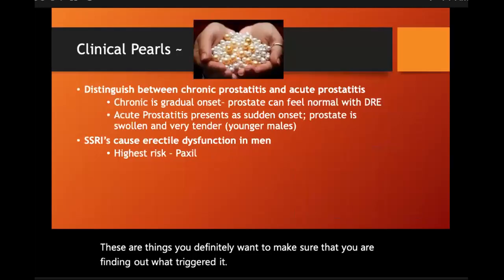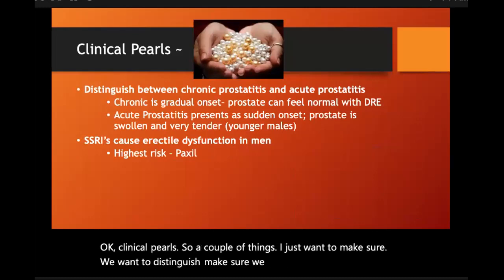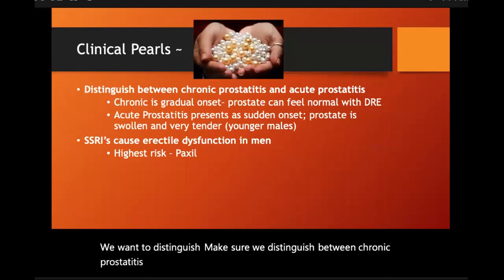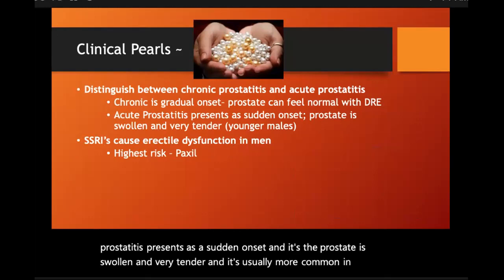Okay, clinical pearls. So a couple of things I just want to make sure. We want to make sure we distinguish between chronic prostatitis and acute prostatitis. Remember, chronic is a gradual onset. Prostate can feel normal with the exam, versus the acute prostatitis presents as a sudden onset, and the prostate is swollen and very tender, and it's usually more common in younger men.